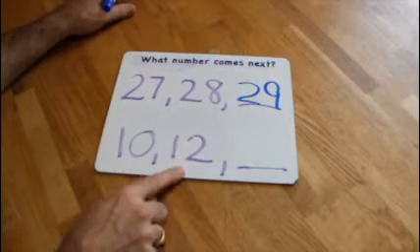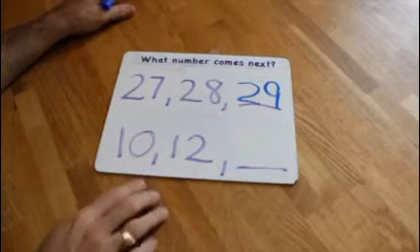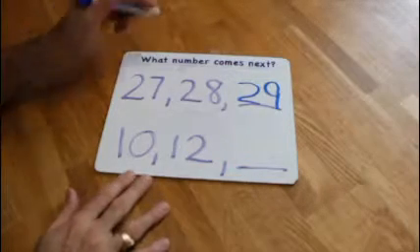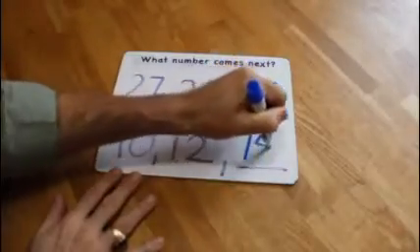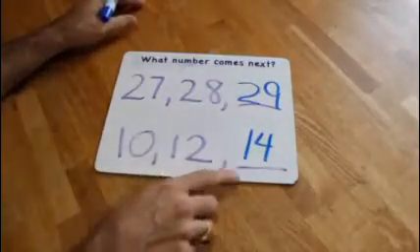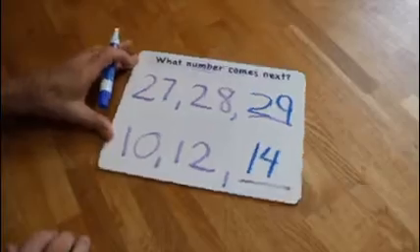10, 12, 14. How do we write a 14? A 1 for the tens, a 4 for the ones. Counting by twos. This is first grade work, you guys. Let's keep going.